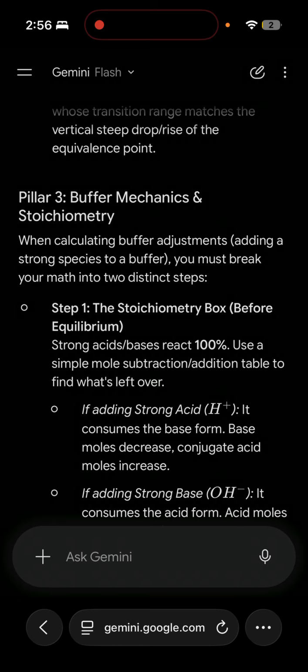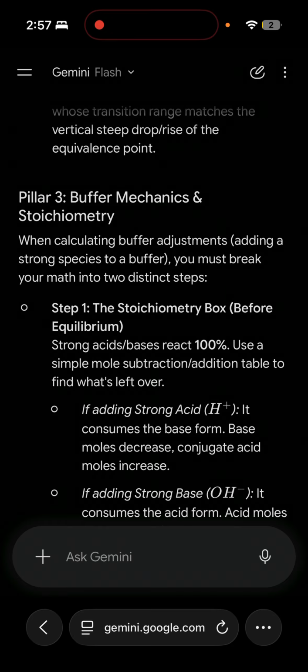Temperature and Kw shifts. Autoionization of water, H2O turns into H+ plus OH negative, is endothermic. Raised temperature means equilibrium shifts right, so Kw increases, becoming larger than 1 times 10 to the power negative 14. So H+ increases, and the neutral pH value drops below 7. The water is still neutral because H+ equals OH negative, but the neutral point on the scale has shifted.